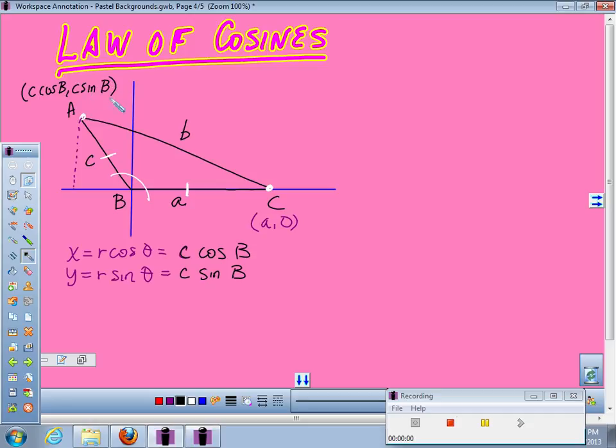Okay, now here's where we aren't going to do all the algebra. But they now have these coordinates. They do distance formula. Anybody remember the distance formula?